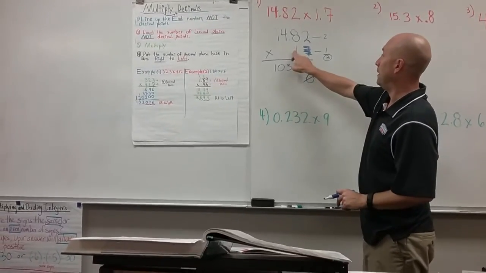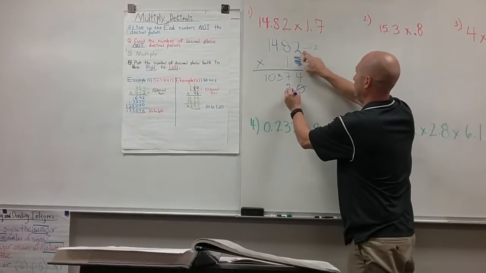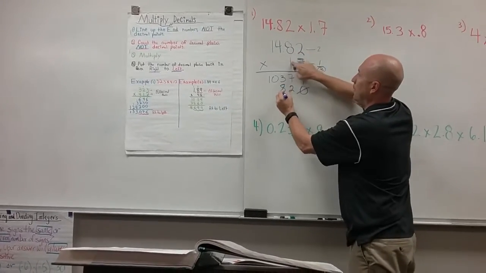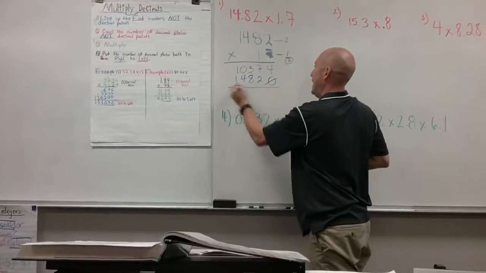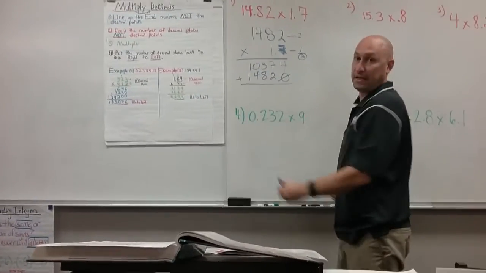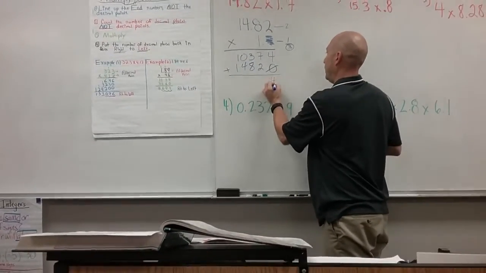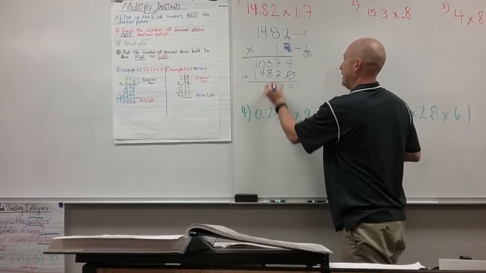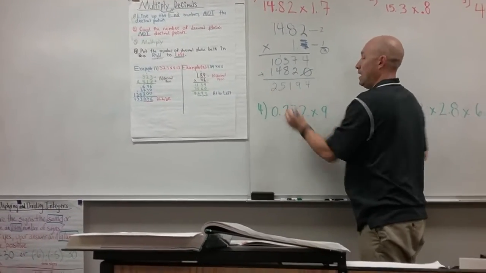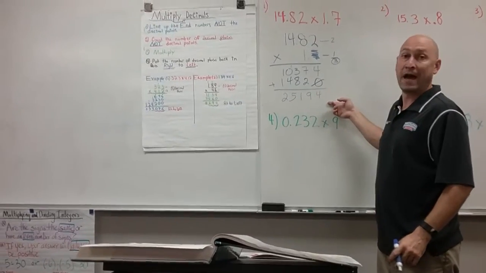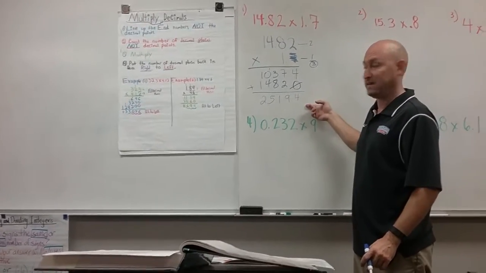Now I go to my 1. 1 times 2 is 2. 1 times 8 is 8. 1 times 4 is 4. 1 times 1 is 1. I'm going to add up all my digits, staying nice and organized. 4, 9, 11, 4 plus 1 is 5, and 1 plus 1 is 2. Notice that right now, I do not have a decimal point in this answer.